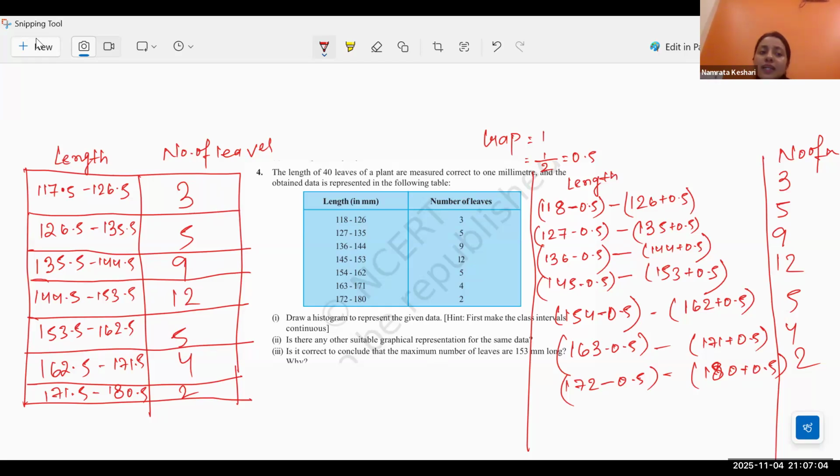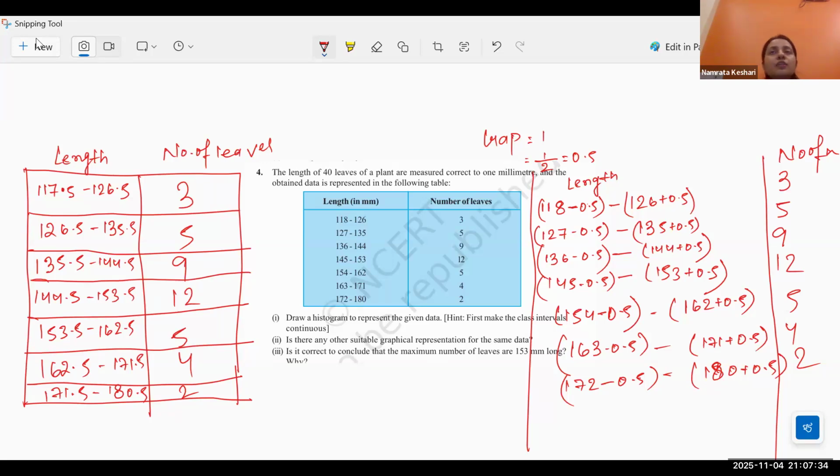You just need to have an idea whether all the class sizes are the same or not. So 117 to 126, 126 to 135, okay, 135 to 144, 144 to 153. This is how you can get the idea of whether the class sizes are the same or not, and here the class sizes are the same. Clear? Okay, now we are good to go ahead and we can draw the histogram because our class sizes are the same.